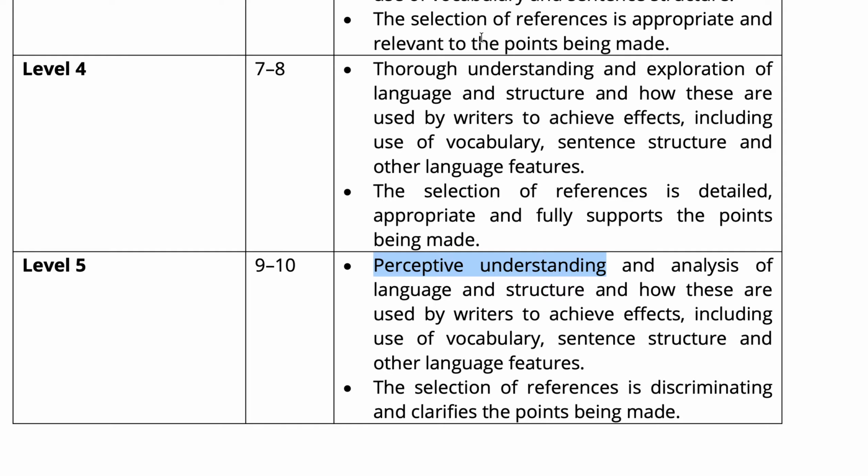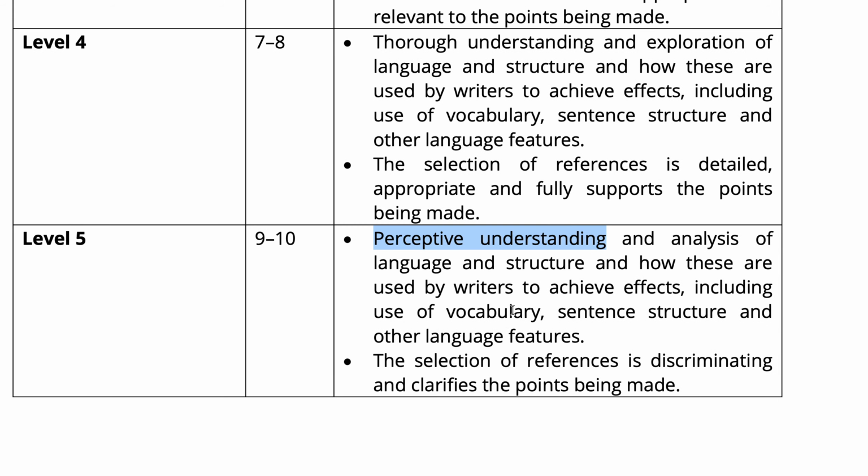So make sure whatever perspective comment you're doing, don't get carried away and just say stuff that doesn't make sense and doesn't really go with what the writer is trying to say. Your points must be appropriate, relevant, and correct. You need to hit all these 3 bullet points: appropriate, relevant, and correct. The selection of references is discriminating. This is the word that I love.